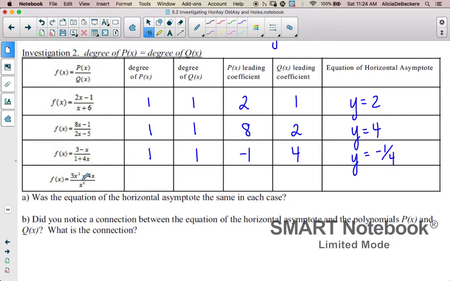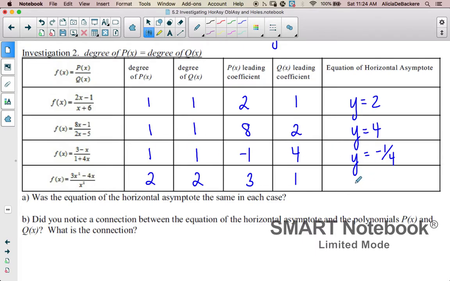For the last equation, again, I want you to go to Desmos. This is 3x squared minus 4x on top, and then an x squared on the bottom. So my degrees are 2 on the top and the bottom. The lead coefficient on top is 3, and on the bottom is 1. I want you to go over to Desmos. I'm going to skip this part, but I want you to take a look at what that graph looks like and what the horizontal asymptote is.